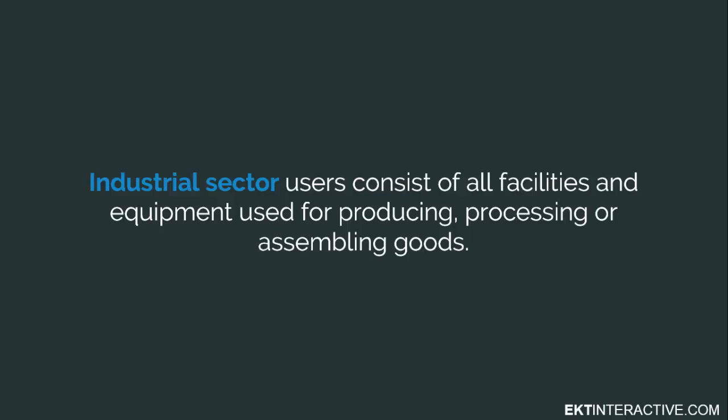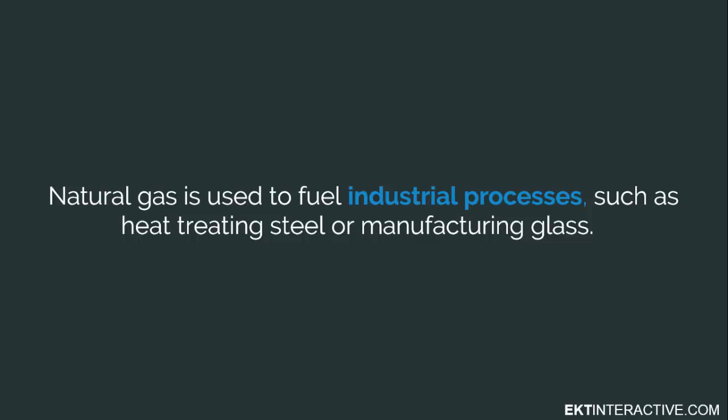Industrial sector users consist of all facilities and equipment used for producing, processing, or assembling goods. Many industrial uses parallel those of commercial users. However, natural gas is also used to fuel industrial processes, such as heat treating steel and manufacturing glass. It is also a feedstock for other chemical products such as fertilizer.